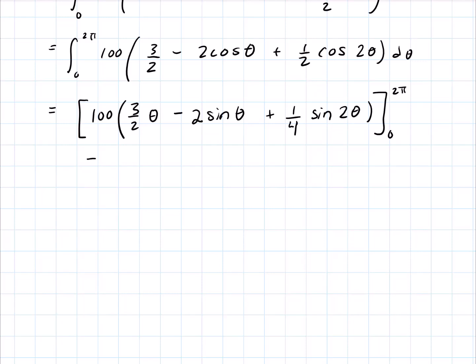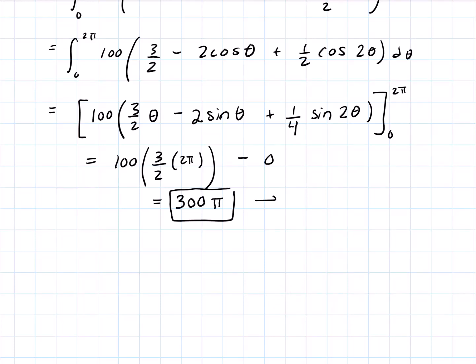And check that out. When we actually plug that in, we end up with 100 times 3 halves times 2 pi. The rest actually zeroes out, plugging in the 2 pi. And of course, when we plug in 0, that zeroes out as well. And so our answer here is actually 150 times 2 pi, or 300 pi. And that represents the area under the first, I guess we could call it bubble, of the cycloid.